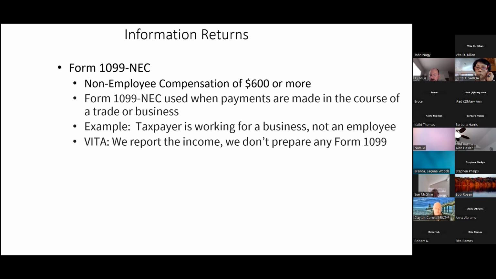Now, this is something that we don't do in the VITA program. There's a lot of things we don't do. We do not prepare any 1099s. If a taxpayer says, well, I'm a Schedule C, well, if you're a Schedule C and you've issued 1099s, then it's incumbent upon you to prepare the 1099 and give it to that taxpayer. We just prepare the returns. We don't prepare 1099s.